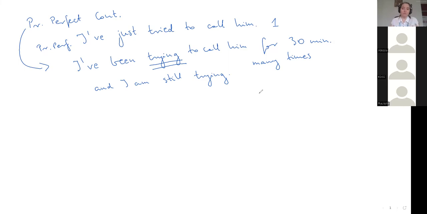For some reason, I emphasize that I've been doing that for such a long time, and I'm still doing that. So with the present perfect continuous, very, very often we would use the specification of time. How long has it been going on?